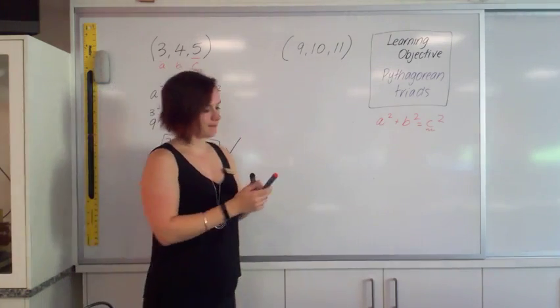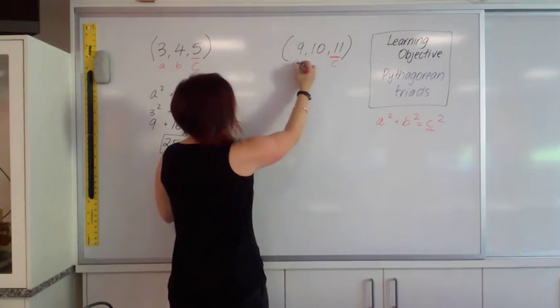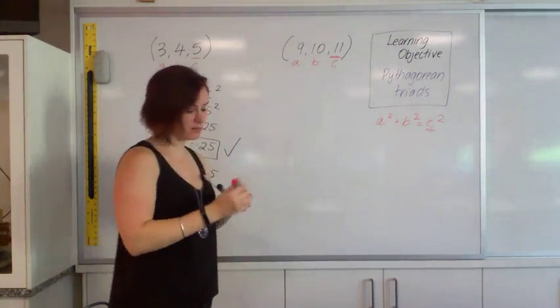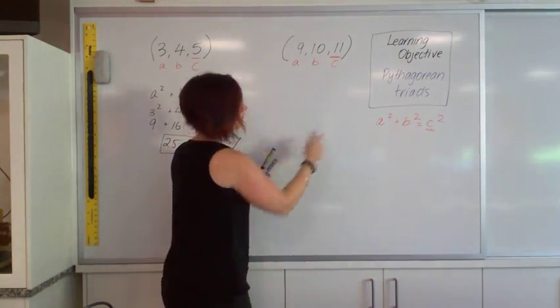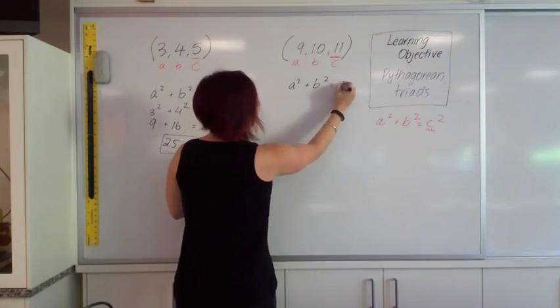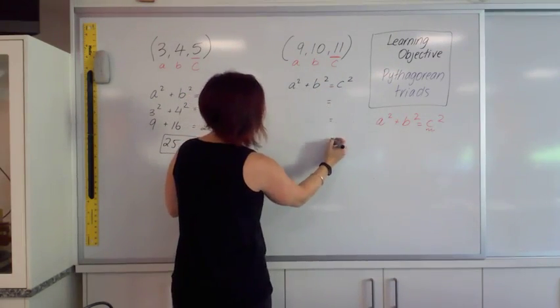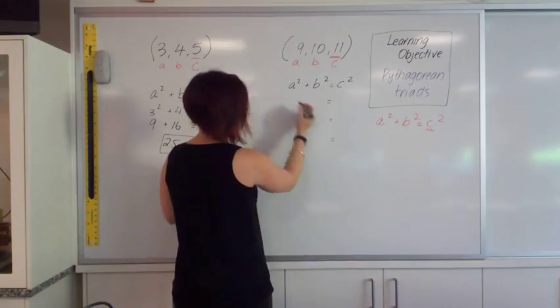Let's check another set, all right? Here's our largest one. It's going to be C. We've got A and B. Now let's use our formula to check. A squared plus B squared equals C squared. We're going to substitute our numbers in. We're going to do all of the left side first and then all of the right side.